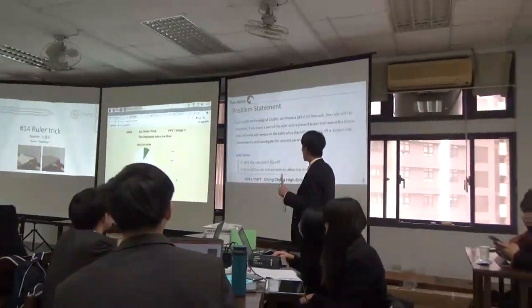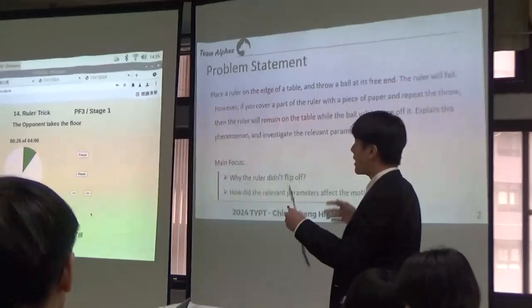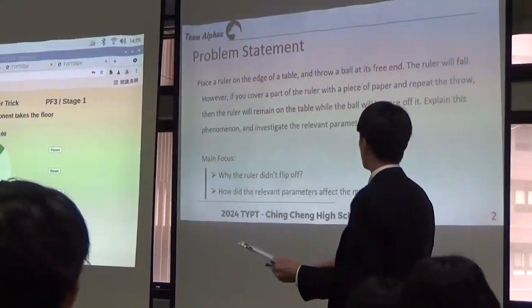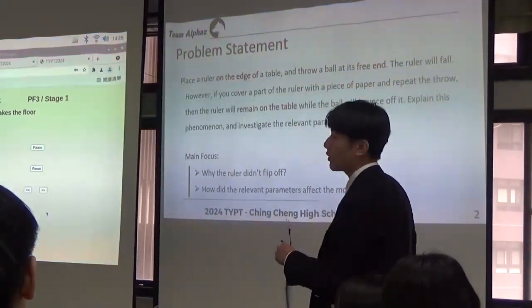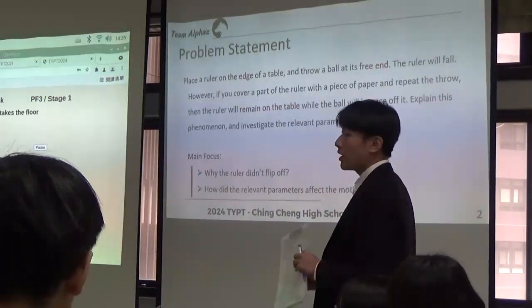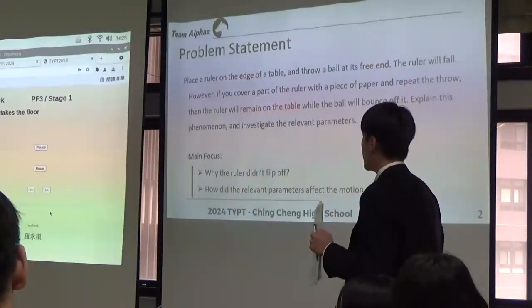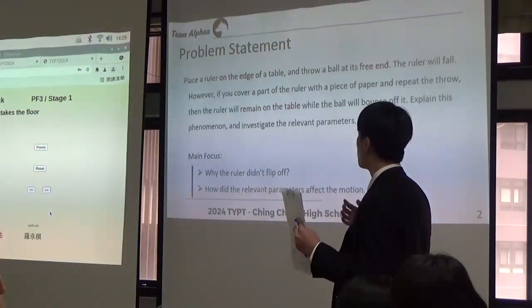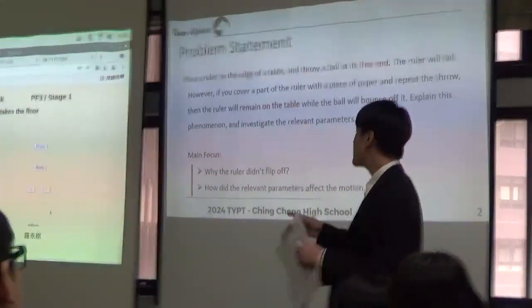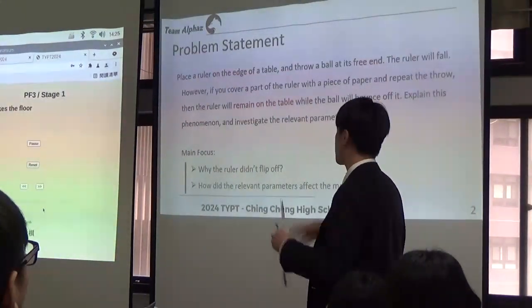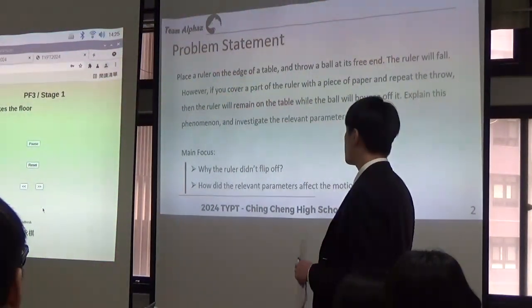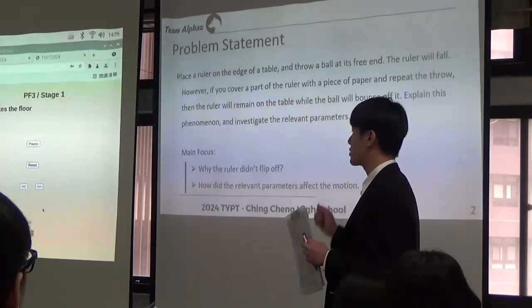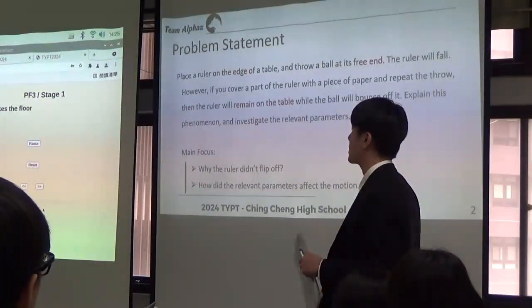However, if a paper is covered, it will make the ruler stay on the table and not fall from it, and the balls will bounce off the ruler. So there will be two main focuses. That is why the ruler didn't flip off, which the opponent thinks is related to the boundary conditions of this phenomenon. And also, how the relevant parameters affect the motion, which the reporter has investigated.